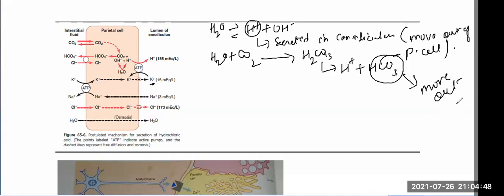Now something will move in. What will move in? You can see it over here. The bicarbonate ions are moved out, and chloride ions in turn will move in. You can see this. Chloride ions will enter the cell and are secreted into the canaliculus, giving a strong solution of HCl.